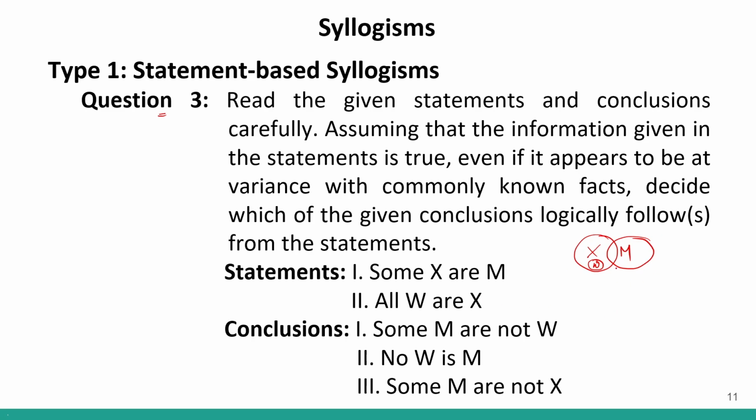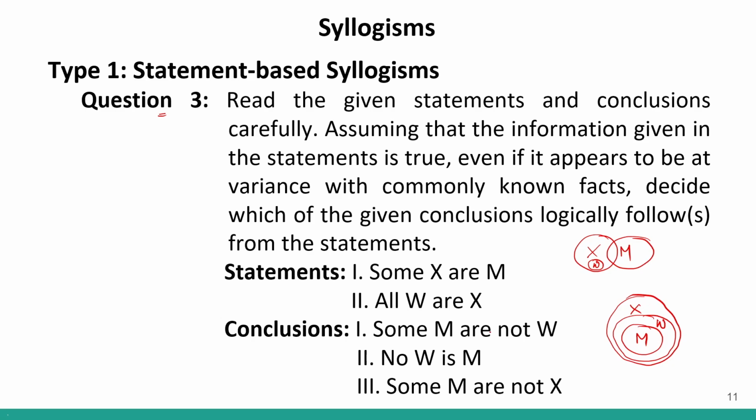But let us draw another Venn diagram. It says some X are M. So let's say this is the X. Some X are M can be represented like this because there is a complete set of X and only some of the X are M. So it can be represented like this also. And all W are X. So the relationship between W and M is not given. So W can be represented like this also because all W are X.